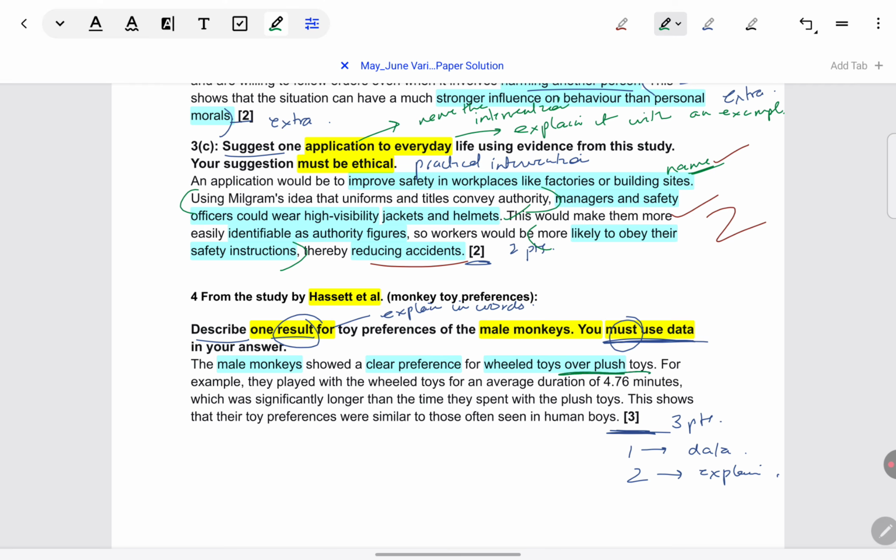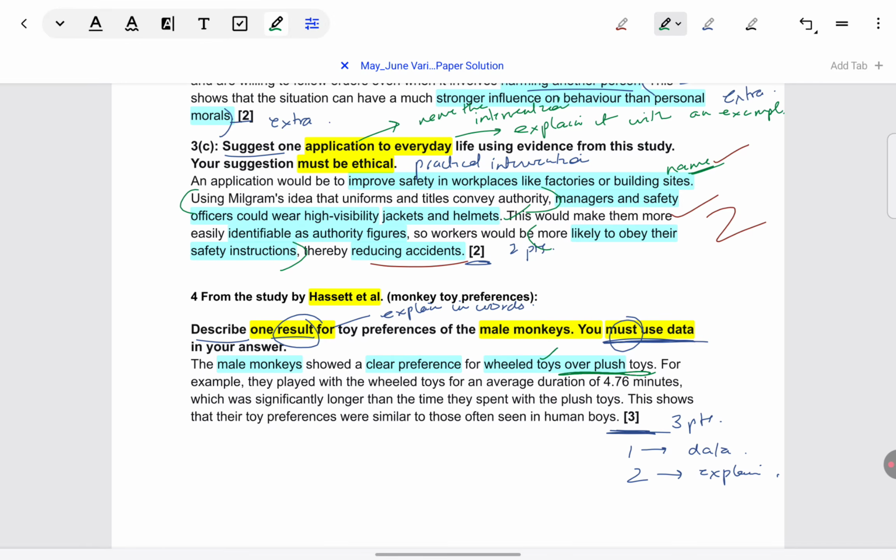As I was telling you in the previous answer, when it comes to experiments, the results are always comparative, relative, not absolute. So just saying they preferred wheel toys is an incomplete result. You definitely lose marks. Over which toys? Over plush toys. You always have to specify which is the other possibility in case of an experiment.